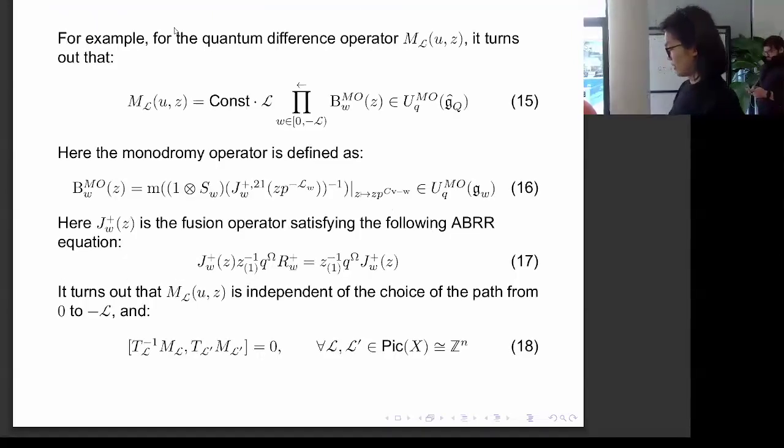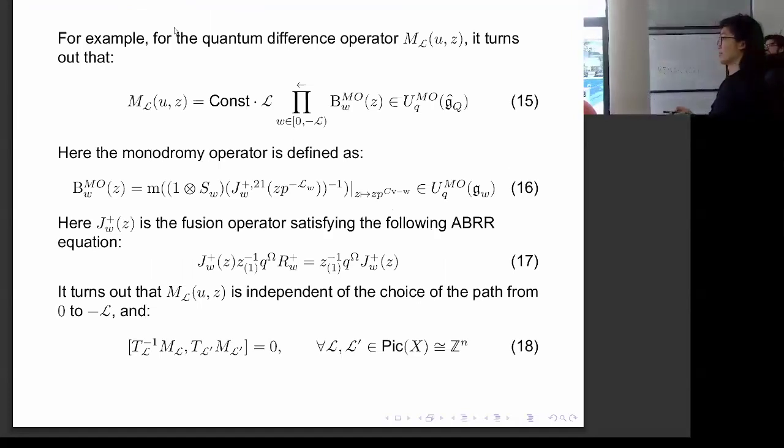So, for example, for the quantum difference operators over here, it turns out that you can just write this quantum difference operator in terms of the product of some constant operators with a line bundle and the ordered product of the following monodromy operators over here. And this is called the monodromy operator. And here, the monodromy operator is defined the following way.